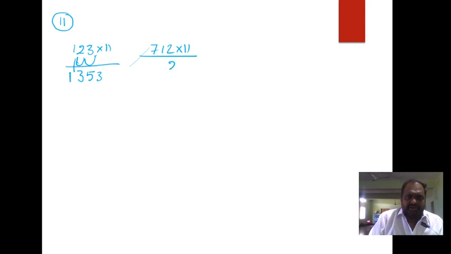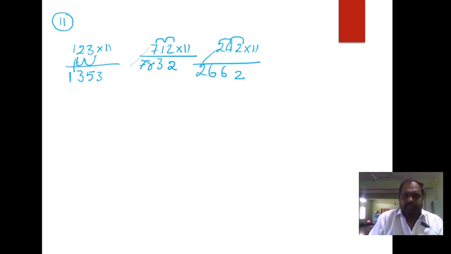Now 712 into 11. First you keep 2, 2 plus 1 is 3, again 1 plus 7 is 8, keep 7. Suppose 242 into 11. 2 plus 4 is 6, again 4 plus 2 is 6, keep 2. So very clearly.